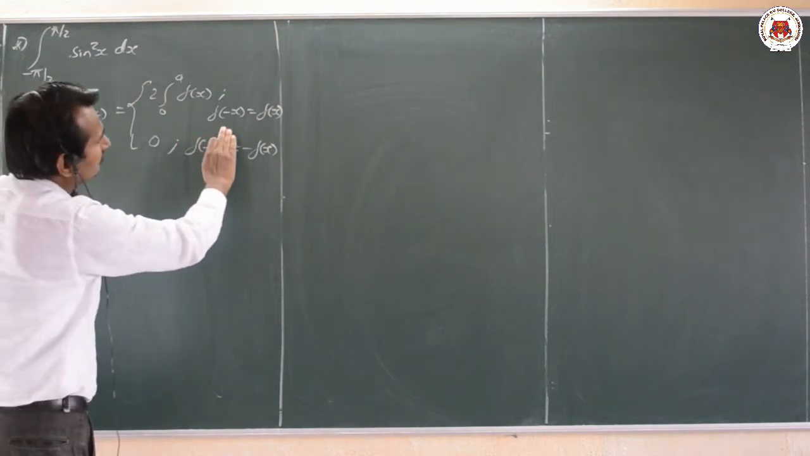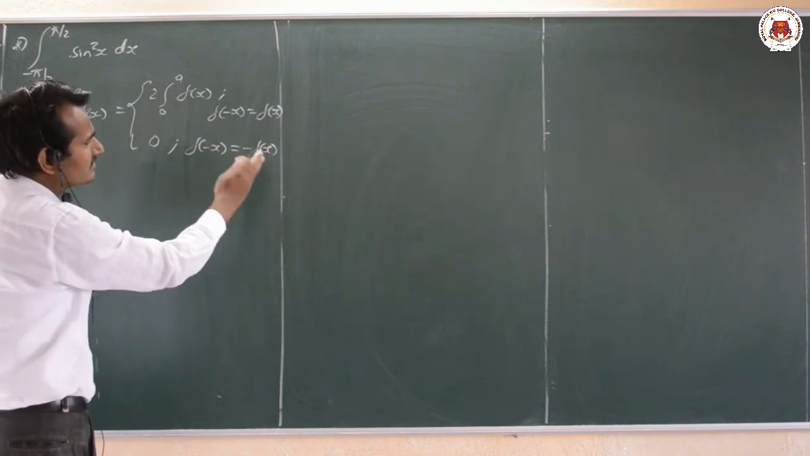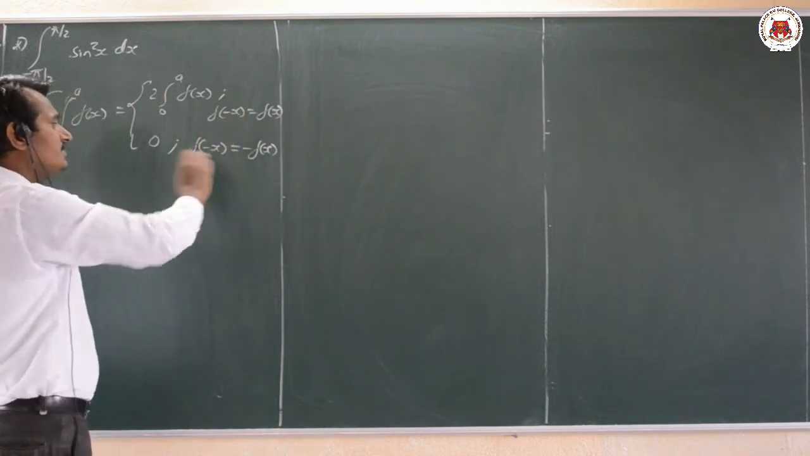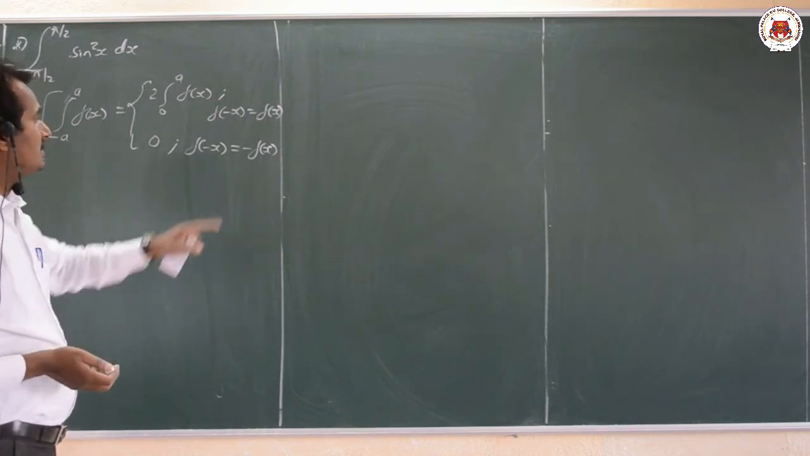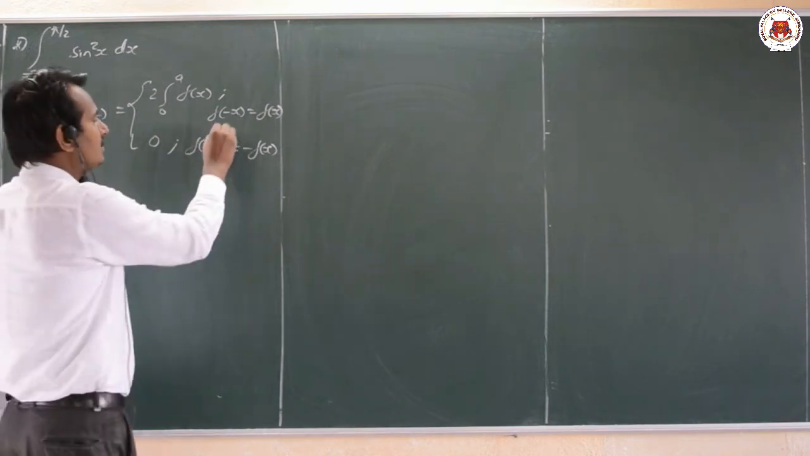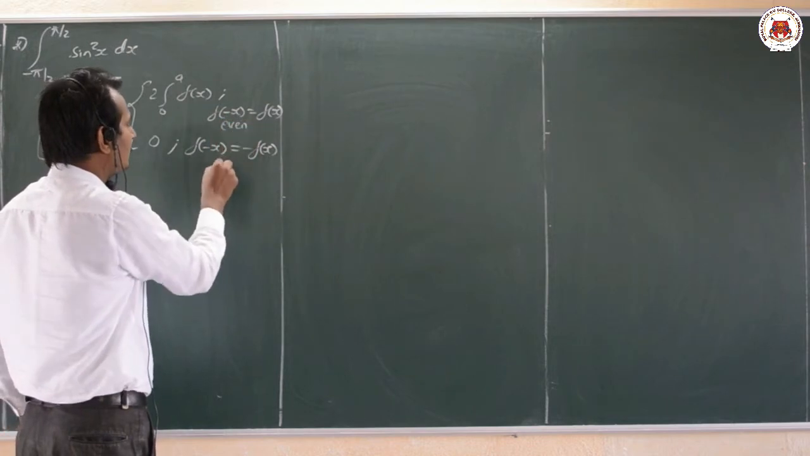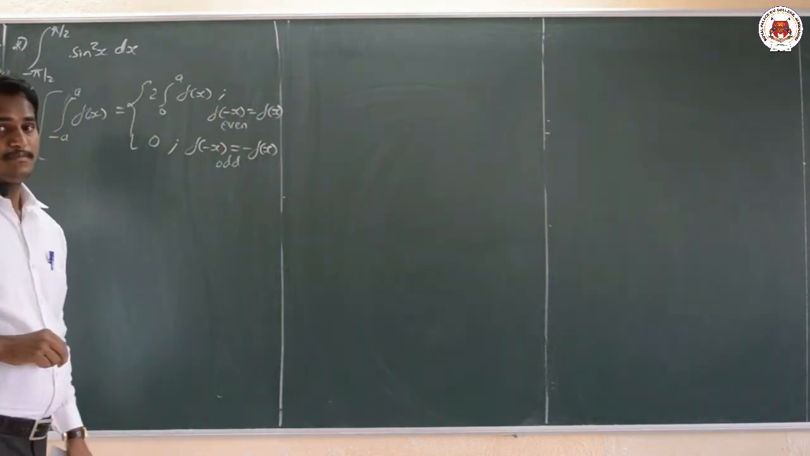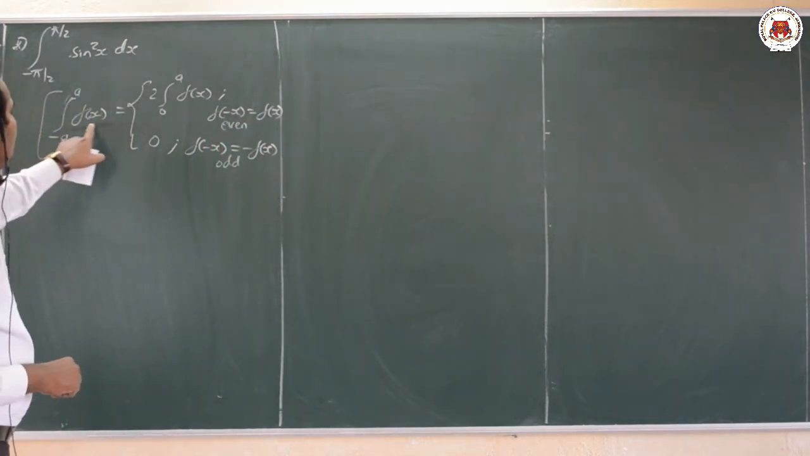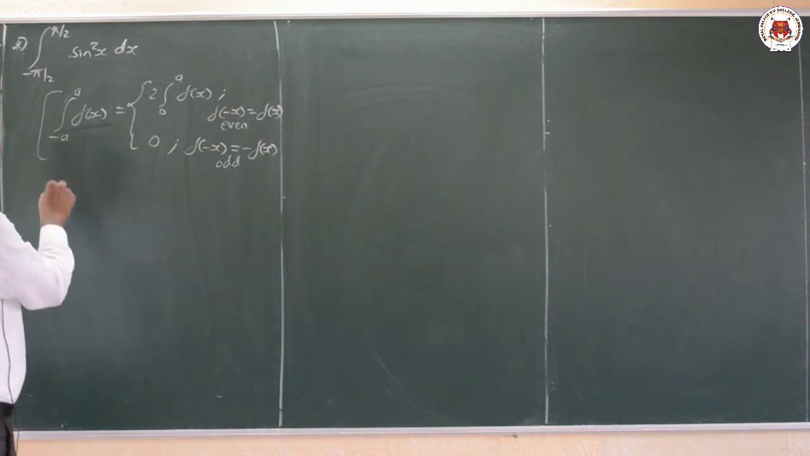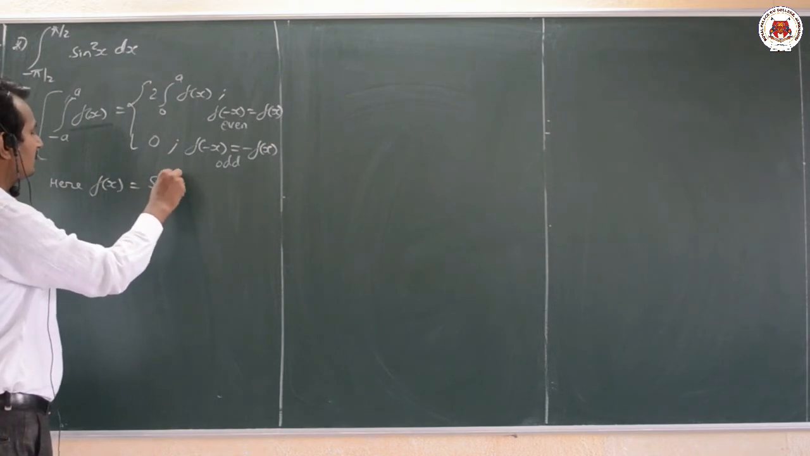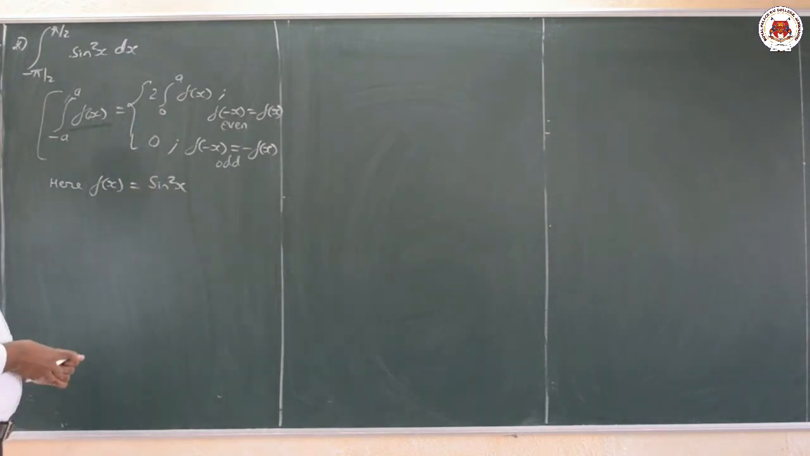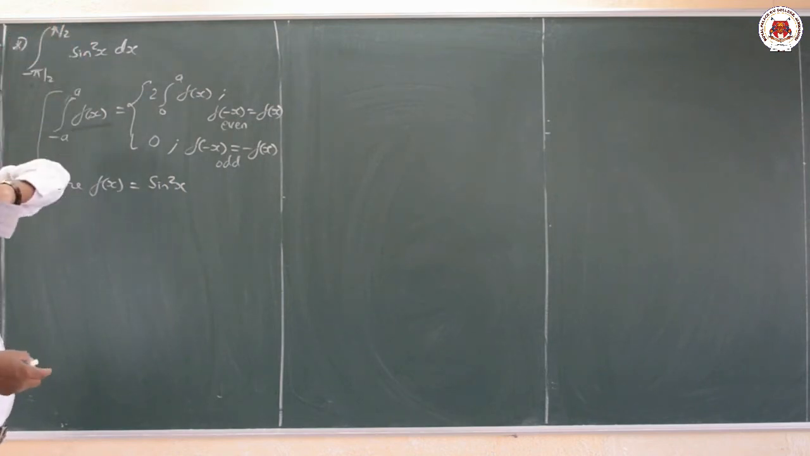These two conditions, f of minus x equal to f of x and f of minus x equal to minus f of x, we have to check. Those are nothing but our even and odd functions. It is an even function or an odd function depending on the function here. Here f of x is sin square x. We can observe that this is from minus a to a, not 0 to a, so this other property applies.